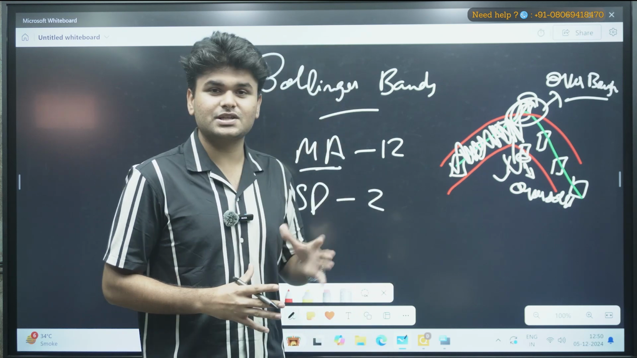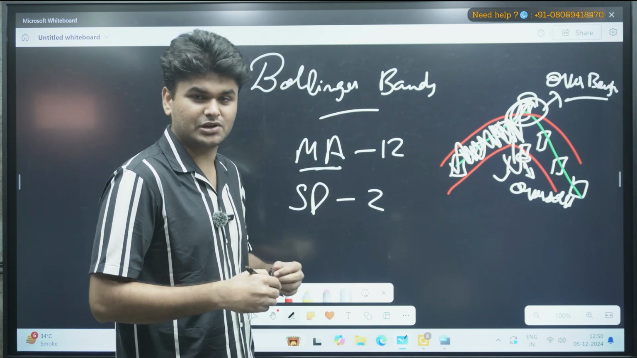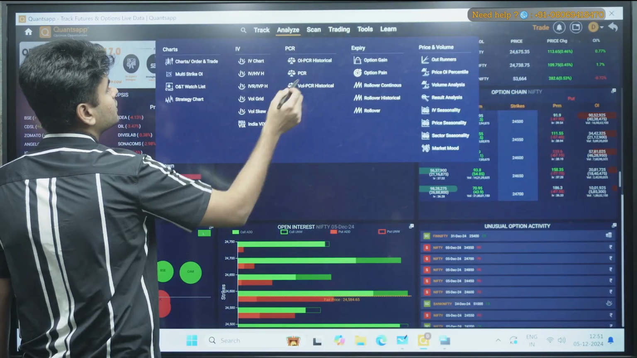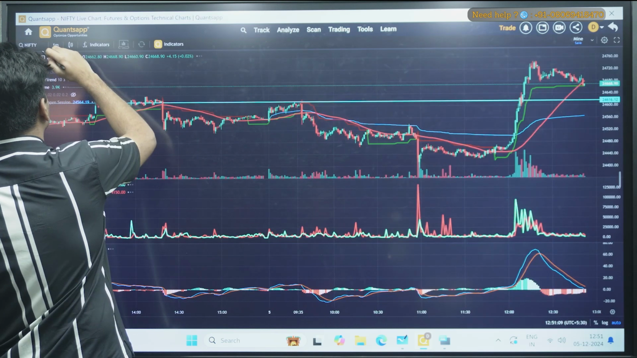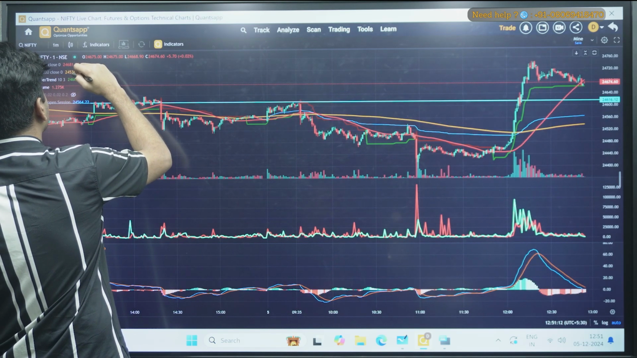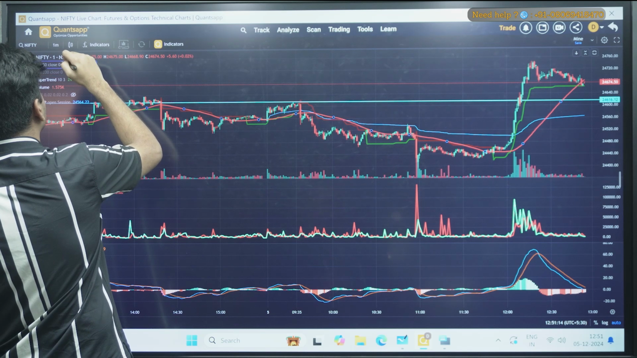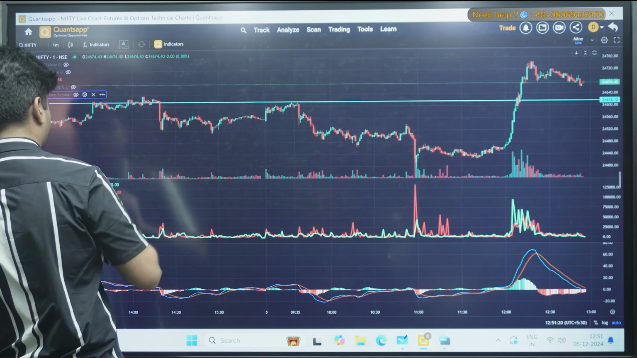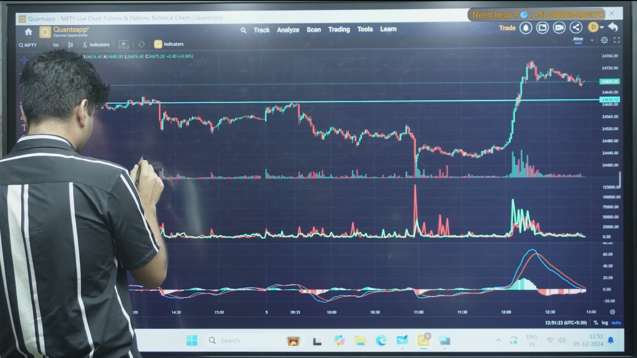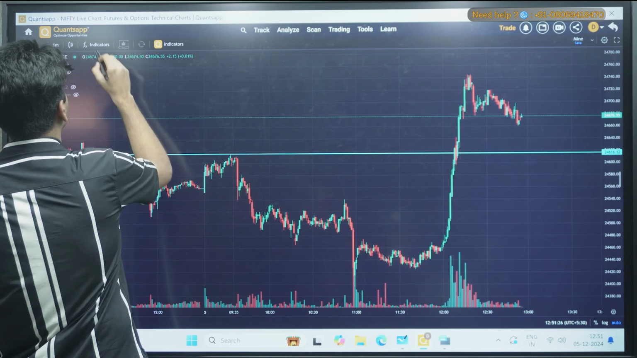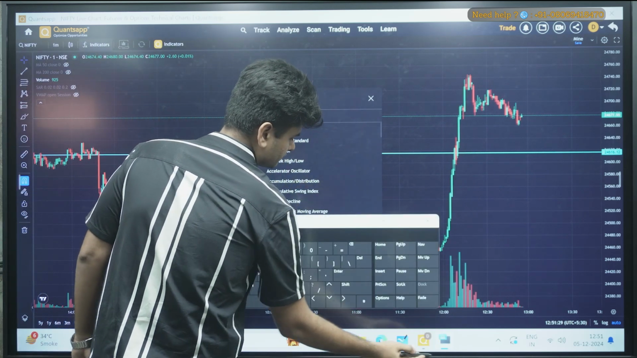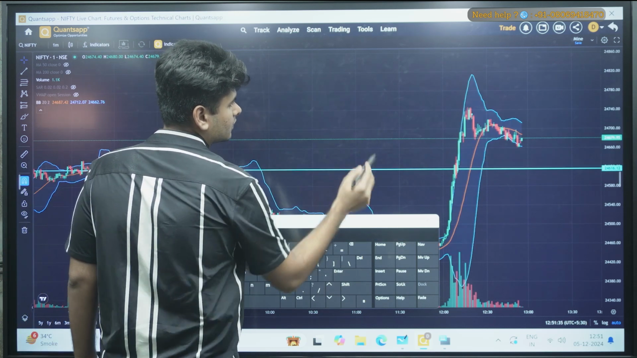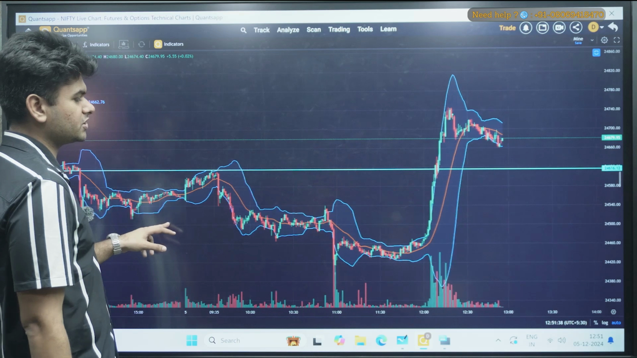Now, what we'll do is simply go on the chart, deploy the indicator and see how it works. We'll go on the analyze chart order trade. You can see I've put Nifty. I'll remove the extra indicators and simply put Bollinger Bands. So as you can see, the Bollinger Band is deployed.